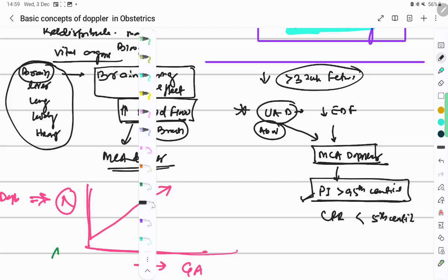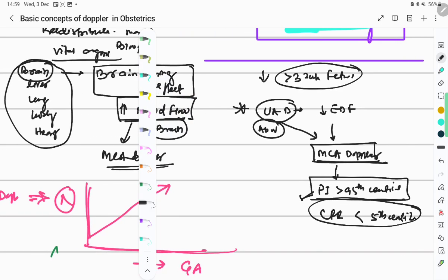So how will we calculate the centile? There is a chart. There is a chart for PI, CPR, for everything. There is a chart for the 5th centile, the 50th median value, and the 95th centile. So we have to put that value in the chart, and we'll see if the CPR is less than the 5th centile, then we will plan for termination of pregnancy depending upon the clinical conditions, risk benefit ratio, fetal weight, and how much the fetus can survive outside.